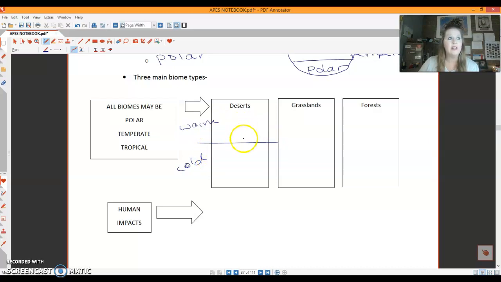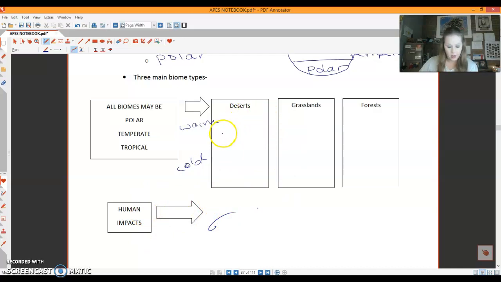Now, what characteristics do they both have? I'm going to erase this. And y'all are like, Miss Matter, dang, I already wrote my line there. It's okay. So what characteristics do deserts have? Oh, dang it.